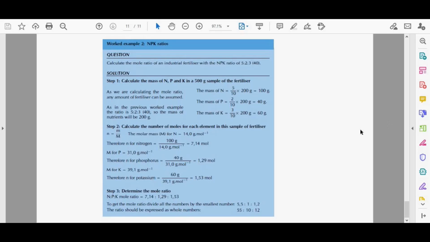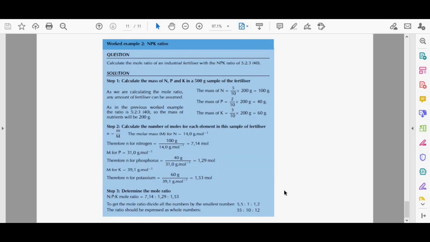We make use of the mole formula, which is n is equal to mass over molar mass. Now the molar mass for nitrogen we find on the periodic table is 14 grams per mole. Okay, and the mass of nitrogen was 100 grams. So plug that into the mole formula. The number of moles for nitrogen is 100 grams divided by 14 grams per mole. We get 7,14 moles of nitrogen. We do the same formula for phosphorus and potassium, and we get answers for phosphorus 1,29 mole, and for potassium we get 1,53 mole.